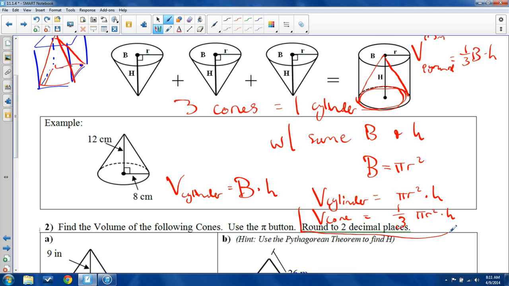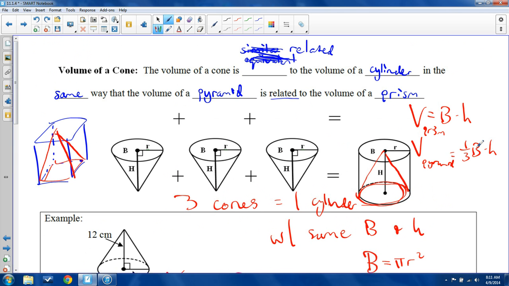So I'm going to be using this formula here to help you out: 1/3 pi r squared times h. If you don't want to see it that way, just say 1/3 area of base times height. Volume of a cylinder is area of base times height. Volume of a cone is 1/3 area of base times height, just like it is for prism and pyramid. The only difference is now we're looking at a circular base and not a polygon base.